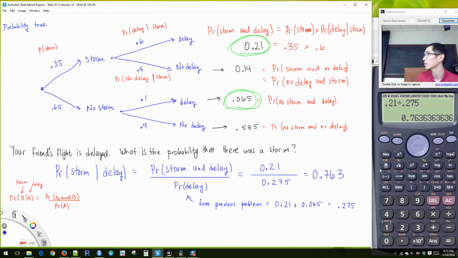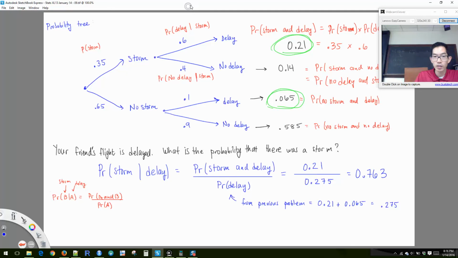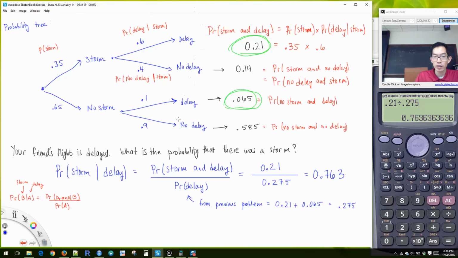Yes? The probability of the storm and delay is in the same order as the previous question, but the difference was it's just asking us the probability of the storm. What's the difference? How do you know when to divide instead of multiplying? I'm a little confused.